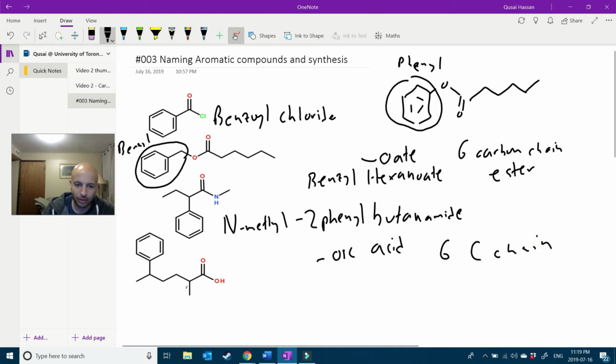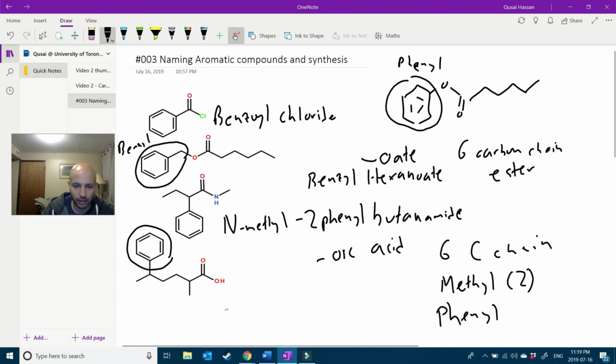Now we have a methyl in the second position because we're counting from the carboxylic acid, which is the highest priority, right? So we have methyl. What I like to do is put in brackets 2, denoting second position. And last but not least, we have the benzene. The benzene is attached to a CH, so it's actually not a benzyl, it's a phenyl.